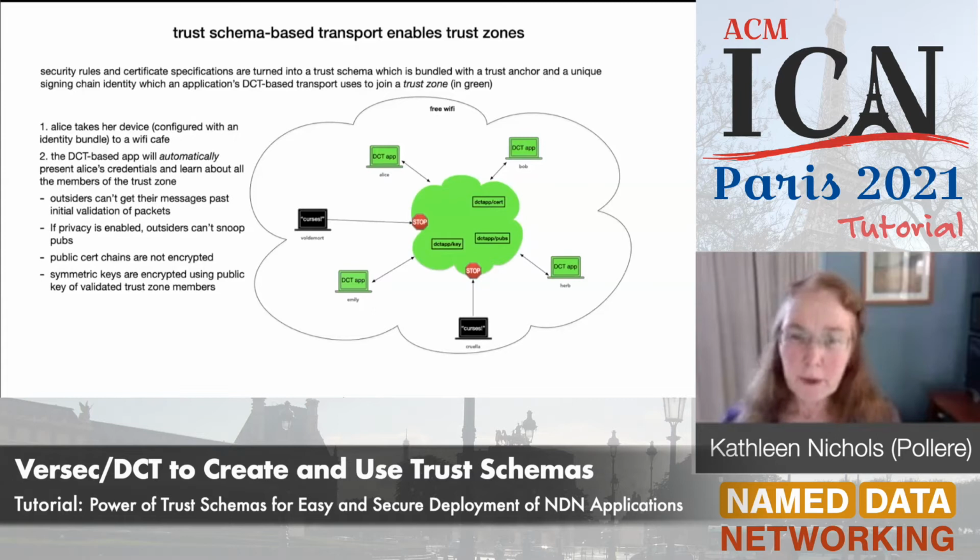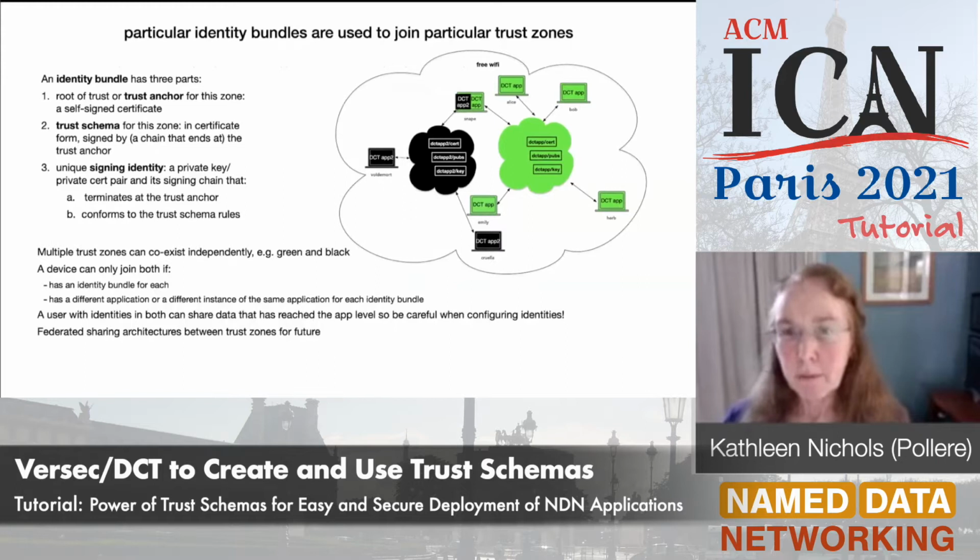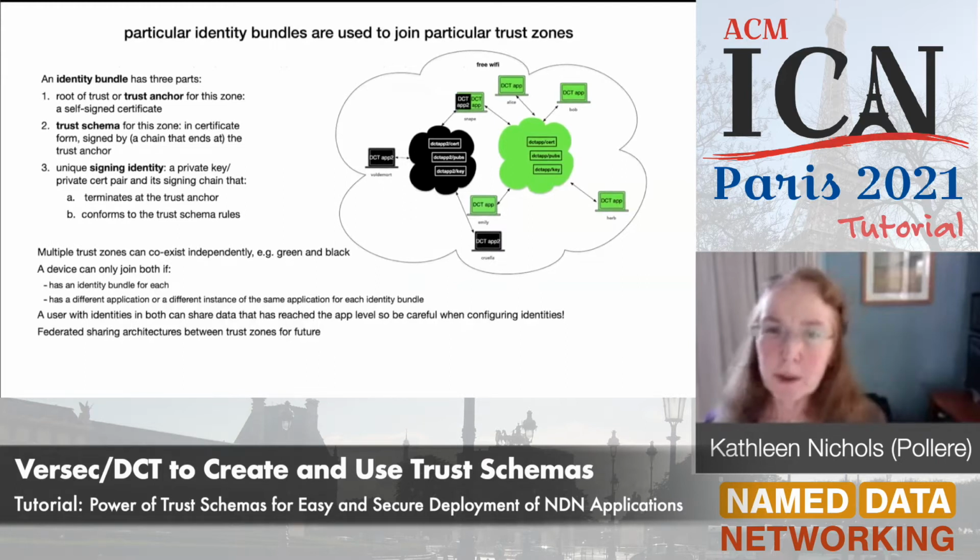But I will note that the public cert chains are not encrypted, and the symmetric keys are encrypted inside of them. The symmetric key is encrypted with the public key of each of the validated trust zone members. So it's present multiple times, but we do use fairly reasonable key hygiene there. The other notion here is that a particular identity bundle is needed to join a particular trust zone.